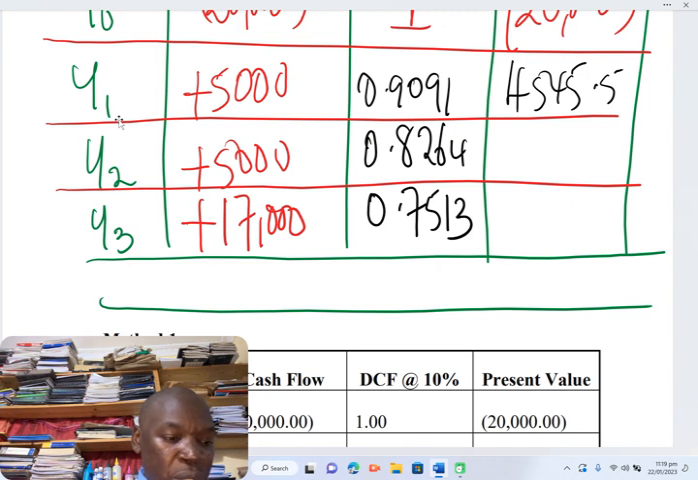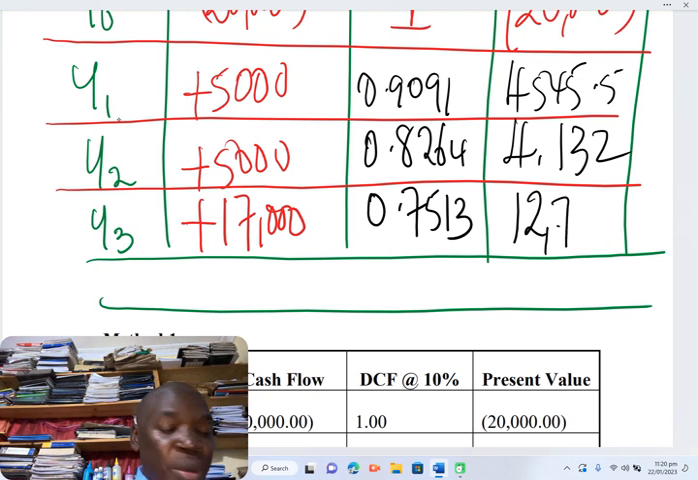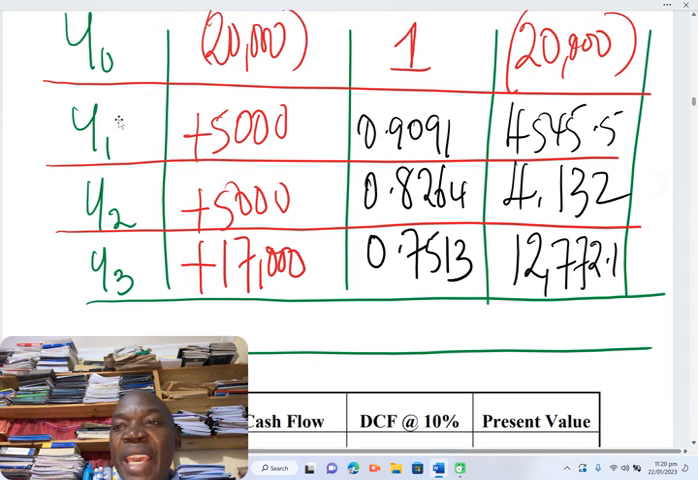Again multiplying 0.8264 times 5,000, you get 4,132. Again multiplying 17 by 0.7513, you get 12,772.1.